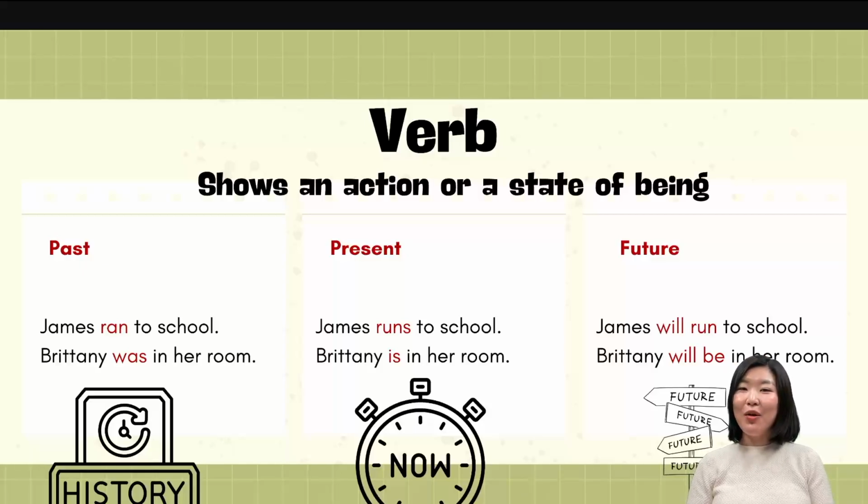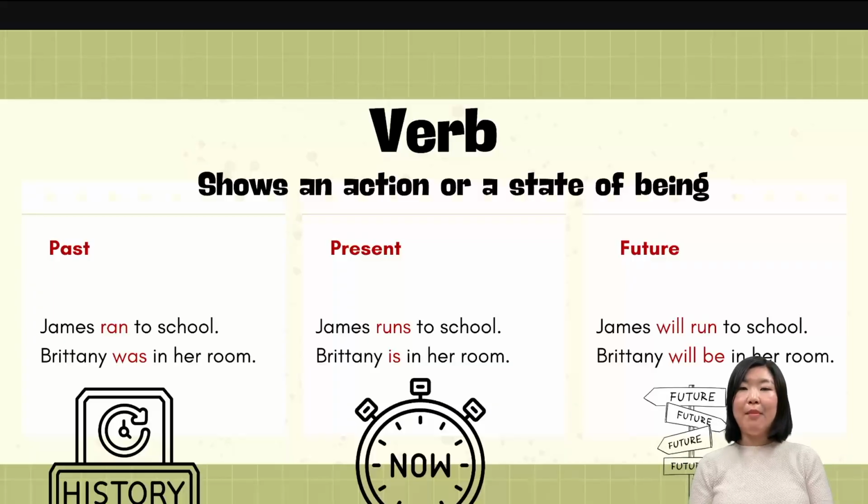Now, let's talk about present. So present can also describe what's happening now, or a habit, or something that does not change. Let me give you an example of a present. James runs to school. Brittany is in her room. It means that James runs to school, maybe every day. So something that can be very repetitive can be used in a present sentence. So Brittany is in her room. It means that she is currently in her room.